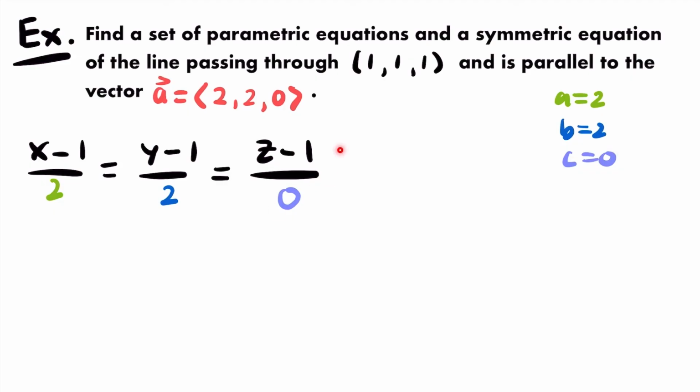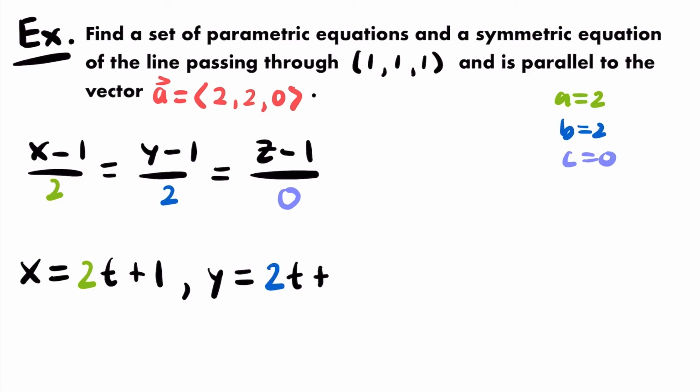But first, let's just find our parametric equations because that's actually what's going to help us figure out how to adjust this symmetric equation. Okay, so for a parametric equation, we're going to have x equal to a times t, and a is equal to 2. So we'll have 2 times t, but then we want to add the x coordinate from our point, which is 1. Then for y, we will have b times t, so we'll have 2 times t, and then we add the y coordinate, which is also 1, and then we have z is equal to c times t, so we're going to have 0 times t plus the z coordinate, which is 1.